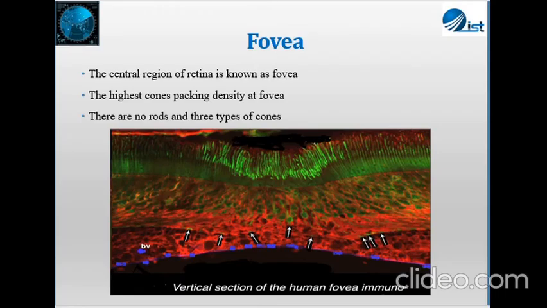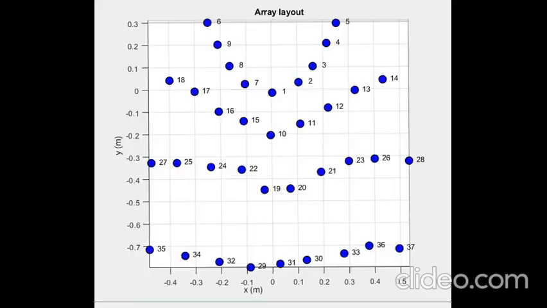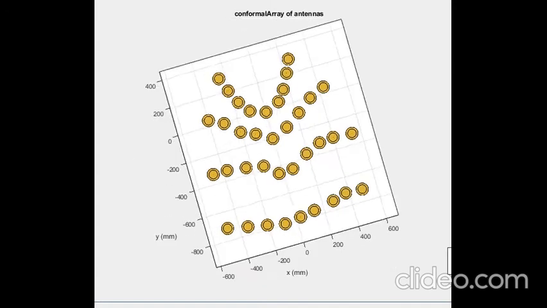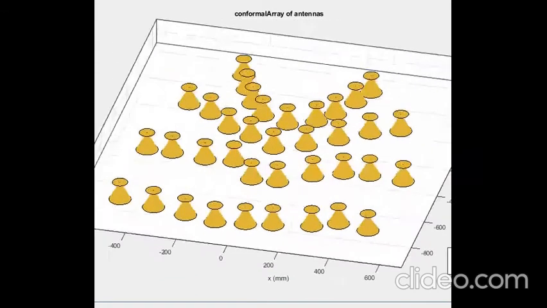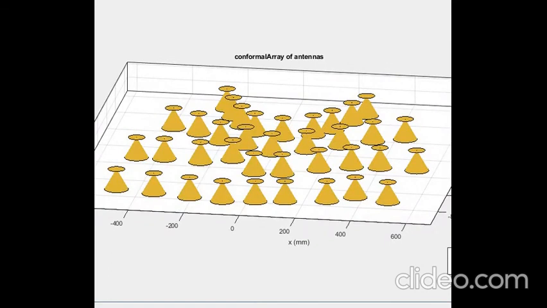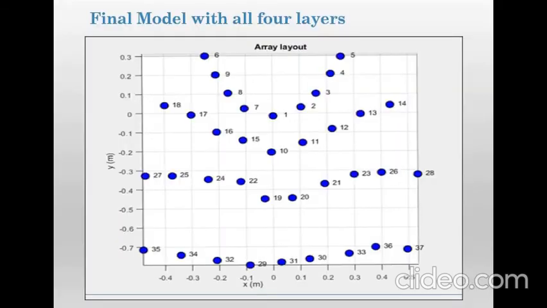For the sake of our project, we studied the physiology of the eye and focused on the distribution of rods and cones in the foveal retina. We made some calculations and became able to model the geometrical arrangement of these photoreceptors in MATLAB. We have produced a conformal array having four layers, as we have seen in the foveal architecture.